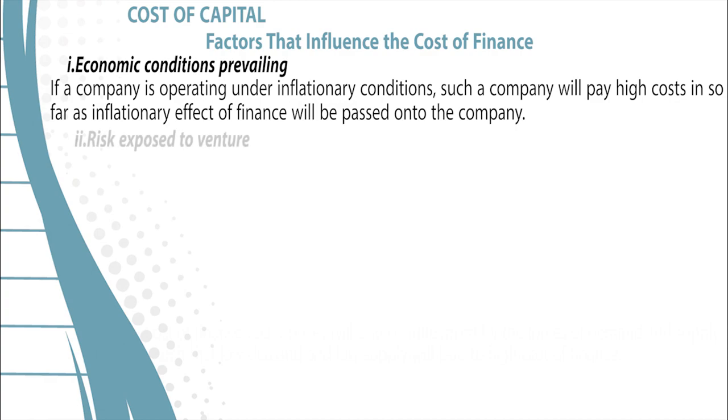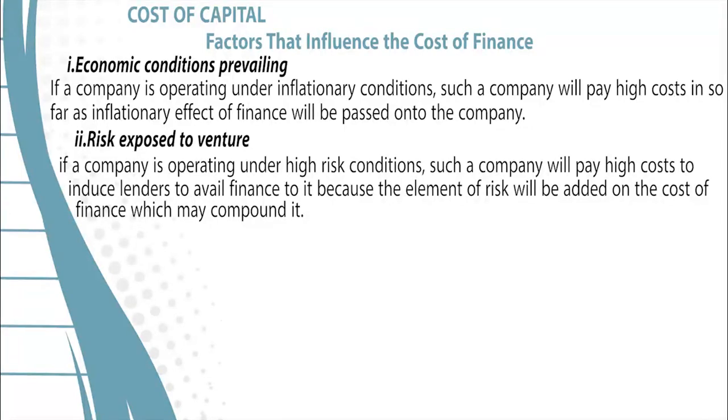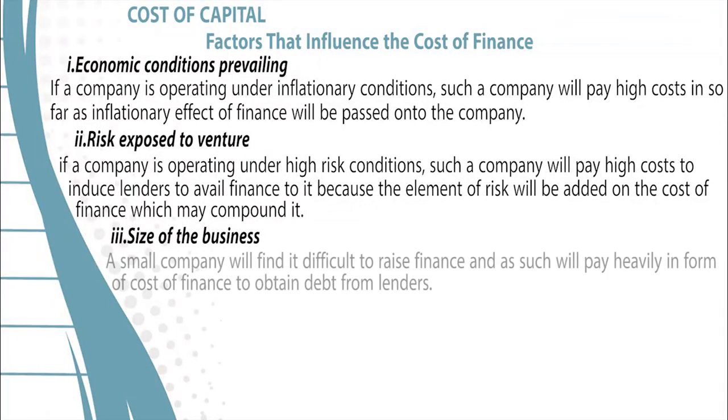Number two, risk exposure to venture. If a company is operating under high risk conditions, such a company will pay high costs to induce lenders to avail finance to it, because the element of risk will be added on the cost of finance, which may compound it. Number three, the size of the business. A small company will find it difficult to raise finance and as such will pay heavily in form of cost of finance to obtain debt from lenders. So the size of the business can also affect the cost.